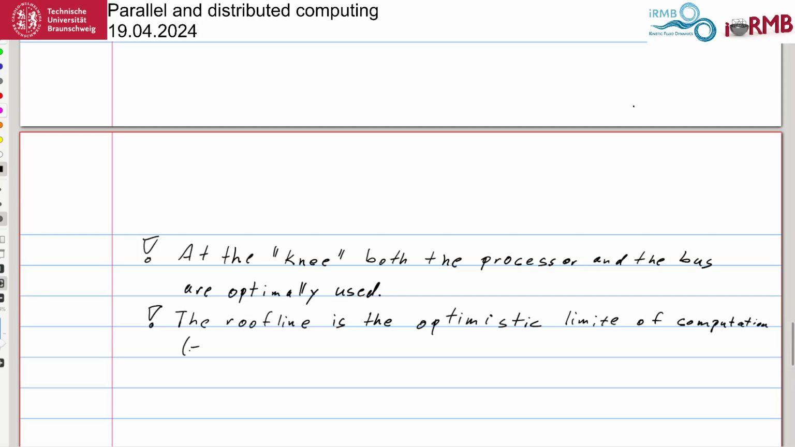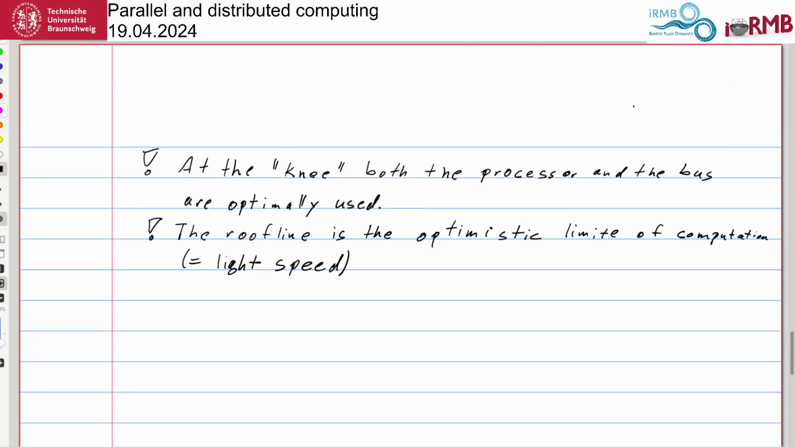So you could say this is actually the light speed. So you cannot go above the roof line, or if you go above the roof line, you have not calculated your roof line correctly. Sometimes you see points that go above one roof line, but then they are not quite done correctly. Okay, coming to an example to try to understand this.